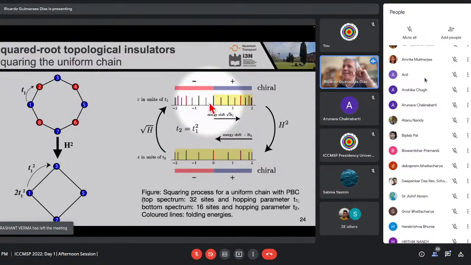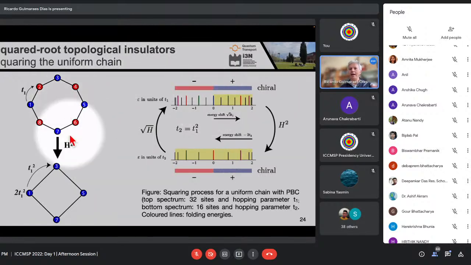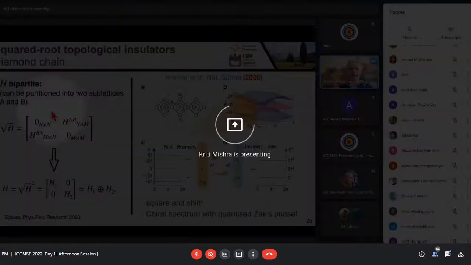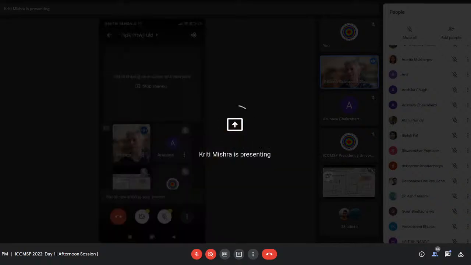So the different colors on the top correspond to the different chiral levels that are appearing. Notice also that it's a different chiral symmetry every time, okay? So I have the initial chiral symmetry of the initial ring, I square, I get this ring, I remove the uniform local potentials, I get a new chiral symmetry. These are different. So this can be generalized for any bipartite model.